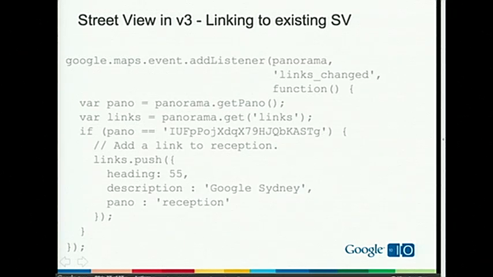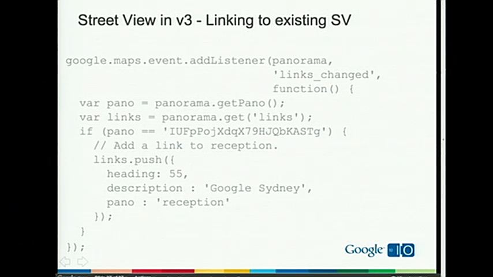Great. And the last thing we have to talk about is how to link it into existing Street View. It's actually really simple. The panorama object has a links changed event, and when that gets called, we actually get the Pano ID, the Pano, for the panorama.